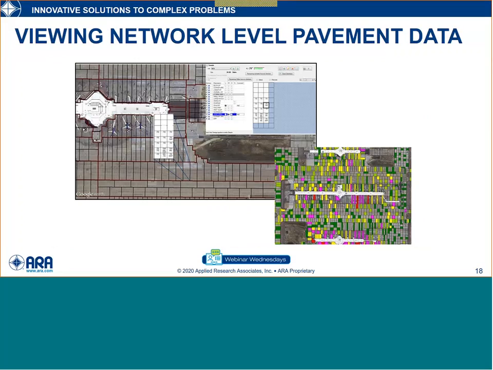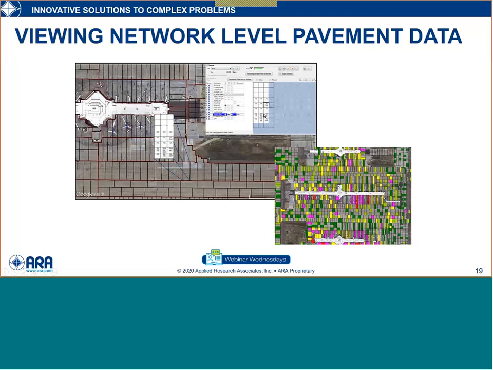Now, viewing that data at a network level, you can see some examples of that here. Each one of these closed polygons is a sample unit. And you can see a blow-up of this particular sample unit right here. You can see that PAVER is capable of storing distresses for each individual slab. So each one of these squares is a slab, and the distress is mapped out individually to each slab.